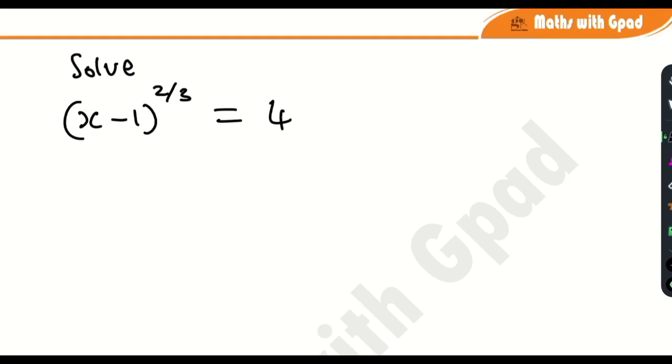Now the question is, how do we get the value of x when we have a fractional index? See it here, 2 over 3, a fractional index. How do we do it in such a way that we can get rid of 2 over 3? The first thing you want to do is to remove the fractional index, right?